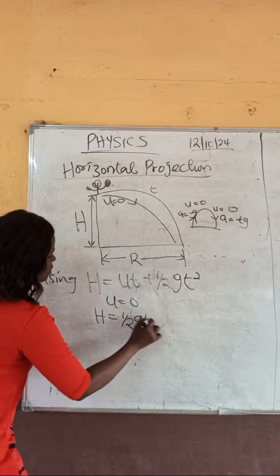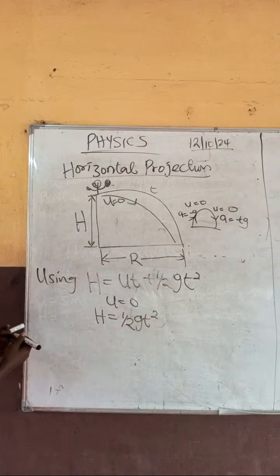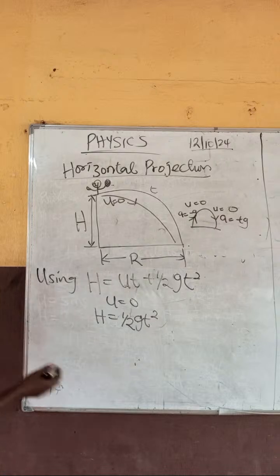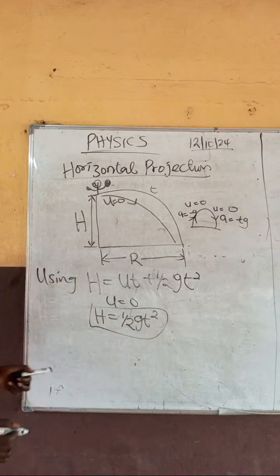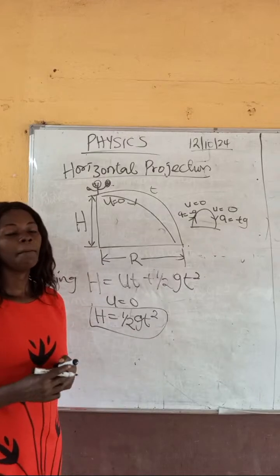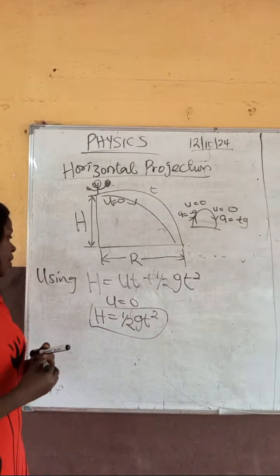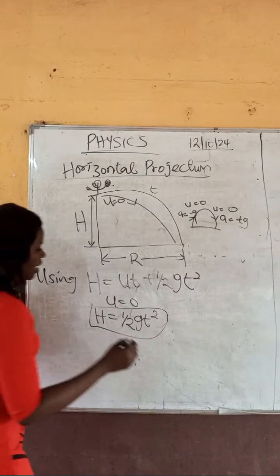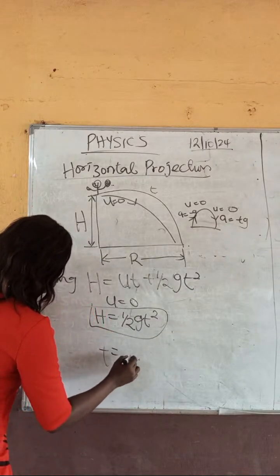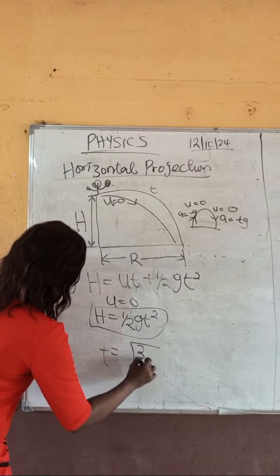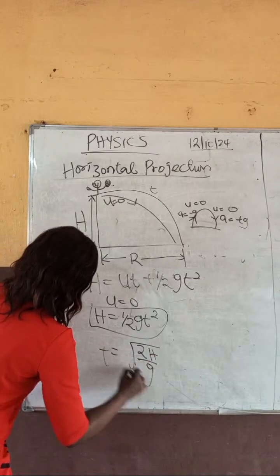Half gt squared. Then my h is equal to half gt squared. So if h is equal to half gt squared, now I can get my h with this, and I can also get my time with this formula by making t the subject. That will give me the answer, and that will be t is equal to root of 2h over what?